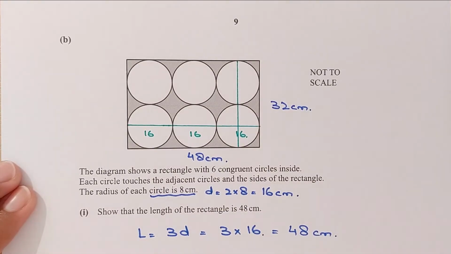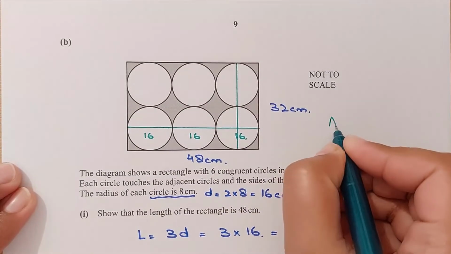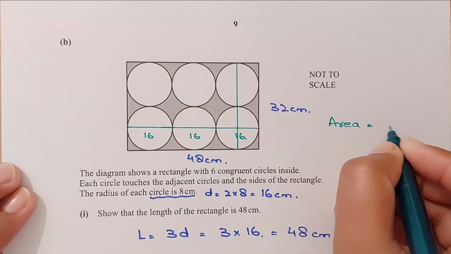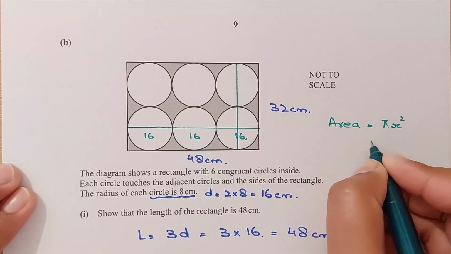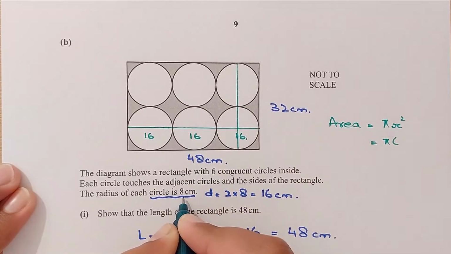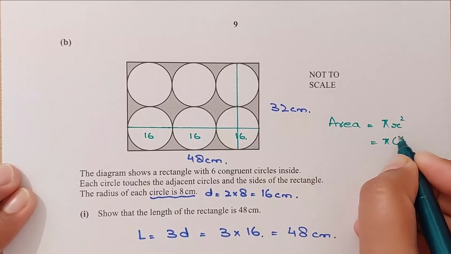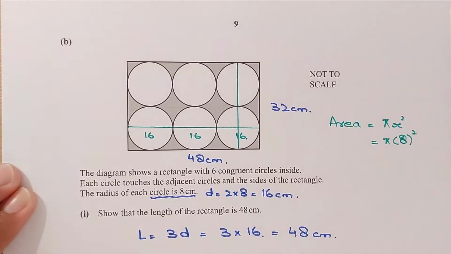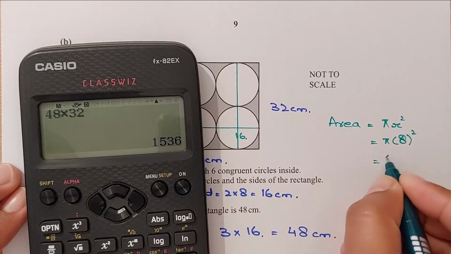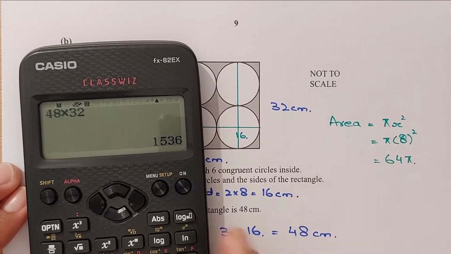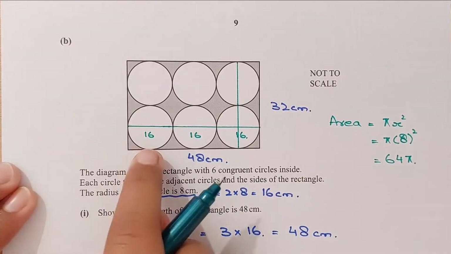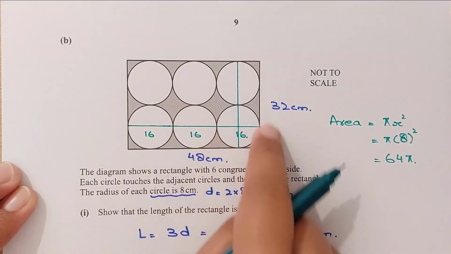So what is the area of a circle? Area of a circle is pi r squared, right? So we have pi, and the radius given is 8 squared, right? So 8 squared is 64. So we have 64 pi as the area of one circle. This is 64 pi, 64 pi, 64 pi.